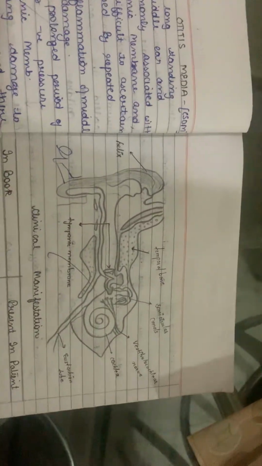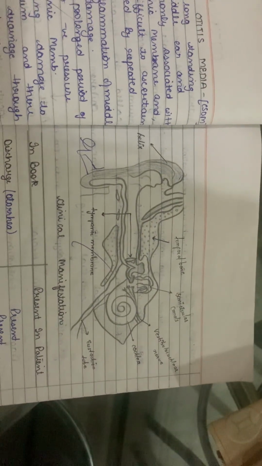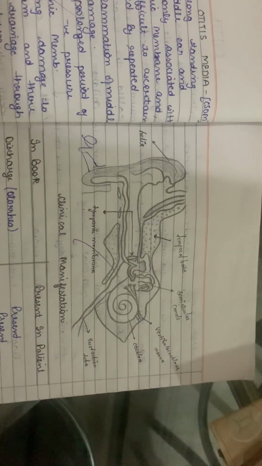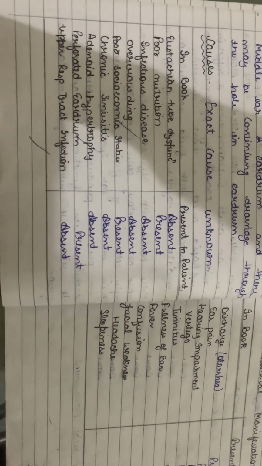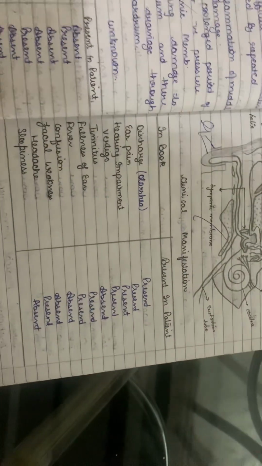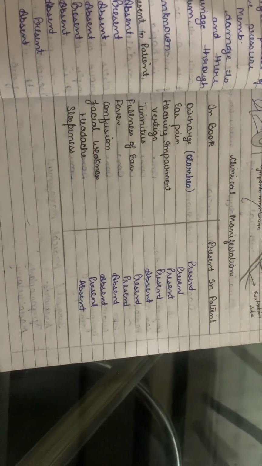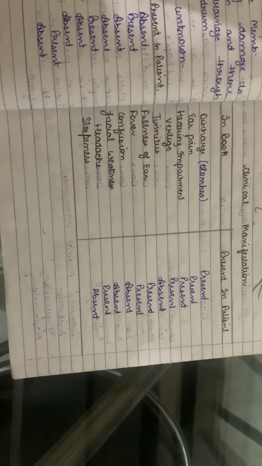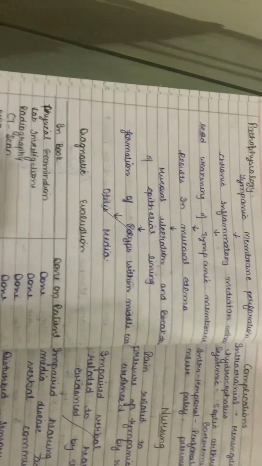Here I have prepared a diagram of otitis media along with the labeling. Then the etiological factors, what is mentioned in the books and what is present in the patient. The clinical manifestations, what is described in the book and what is present in the patient. Pathophysiology.